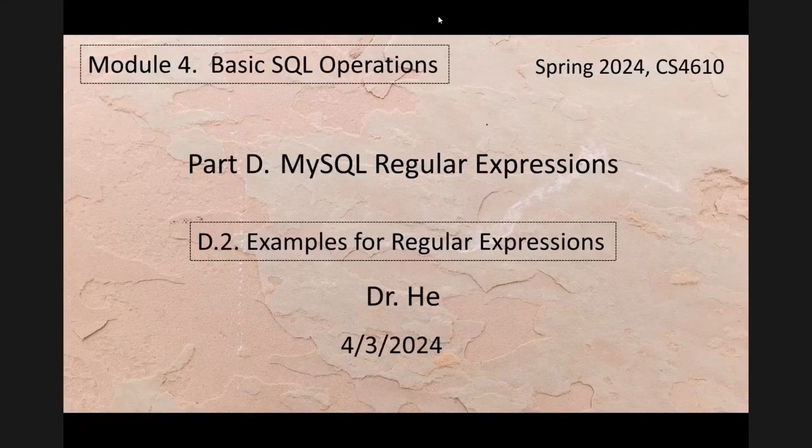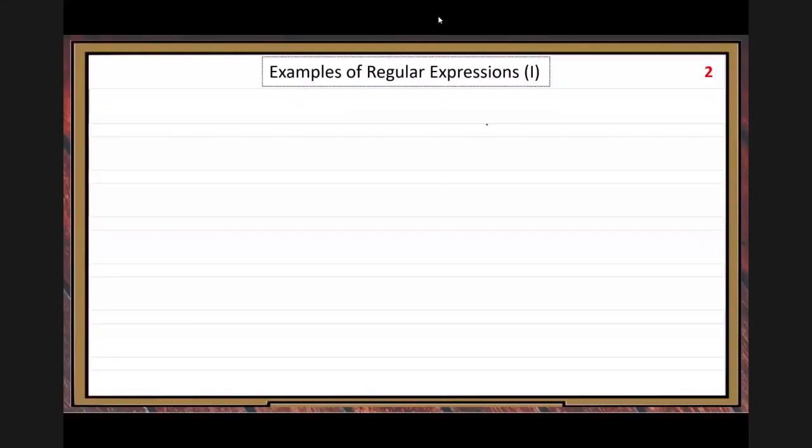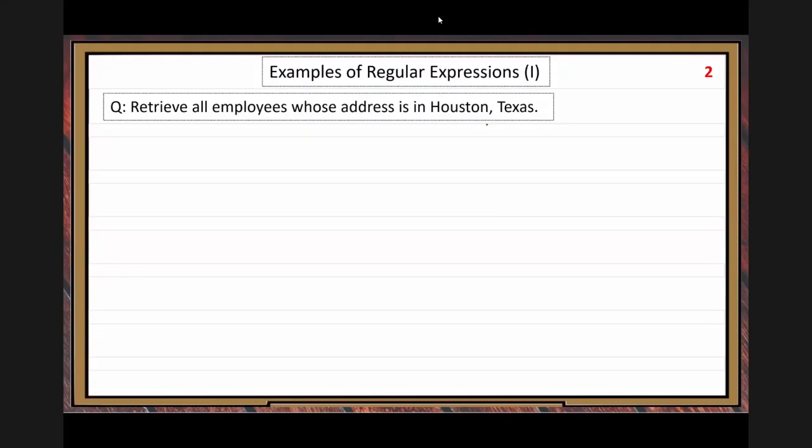D.2, examples for regular expressions. Number one, look at this question. Query statement: retrieve all employees whose address is in Houston, Texas. We know in the employee table there is an address field. So you need to get the address content, and then match it against the pattern, Houston, Texas. If it is matched, then you select it. Otherwise, you do not select it.